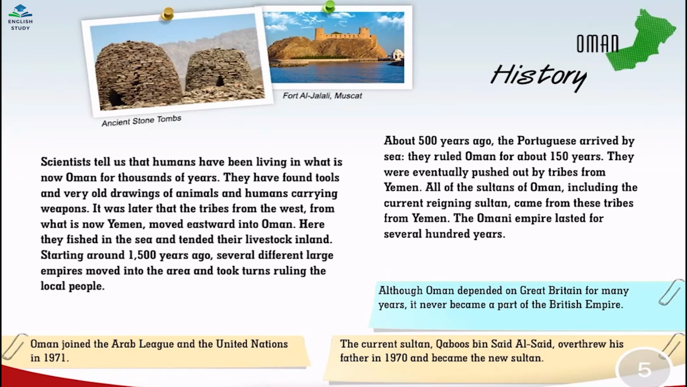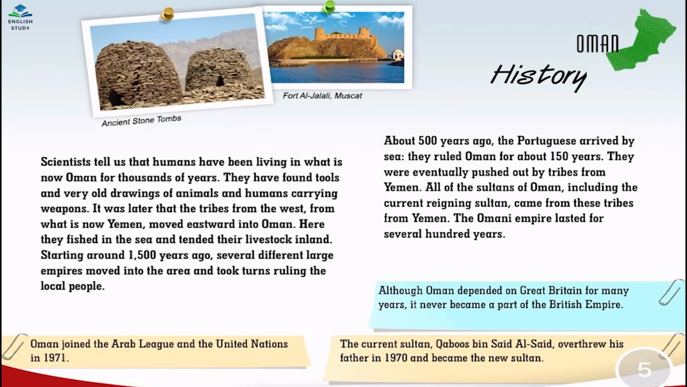About 500 years ago, the Portuguese arrived by sea. They ruled Oman for about 150 years. They were eventually pushed out by tribes from Yemen. All of the sultans of Oman, including the current reigning sultan, came from these tribes from Yemen.